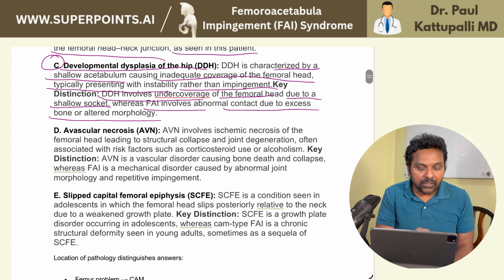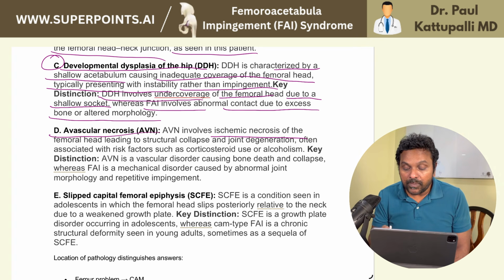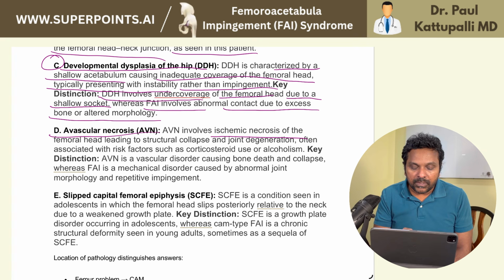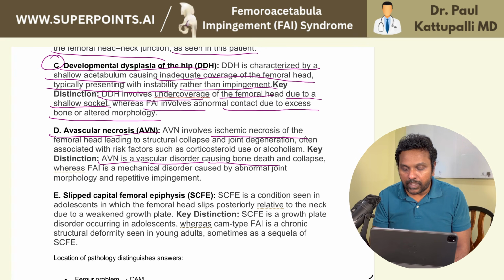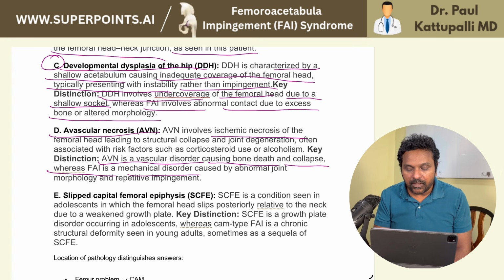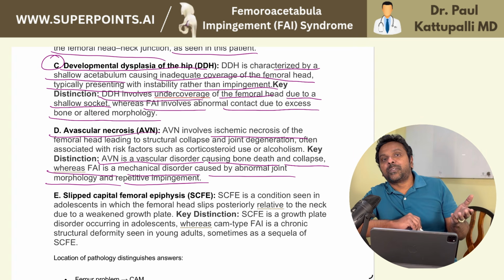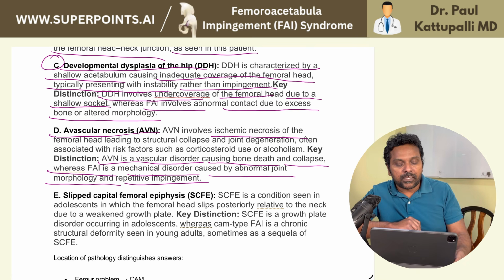Why not avascular necrosis? AVN is a vascular disorder causing bone death and collapse, whereas FAI is a mechanical disorder caused by abnormal joint morphology and repetitive impingement. So, avascular necrosis, the term itself says it is due to lack of blood supply.